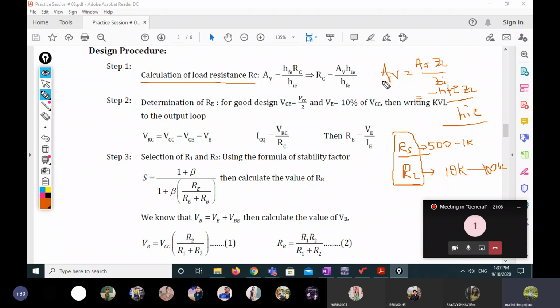Now come back to the equation. AV is equal to HFE RC by HI. The load resistance, we are not taking RL. If RL is not there, ZL is nothing but RC only. Actually, ZL is equal to RC parallel to RL, is the formula. But RL we are not calculating, so RL is not there in the circuit diagram. So ZL is nothing but RC only. In the place of ZL, I kept RC. ZI is nothing but HI.